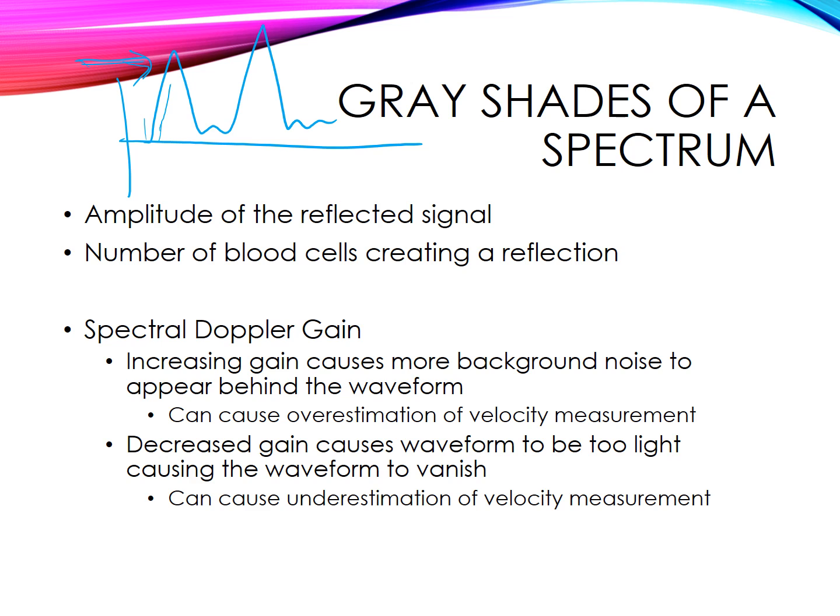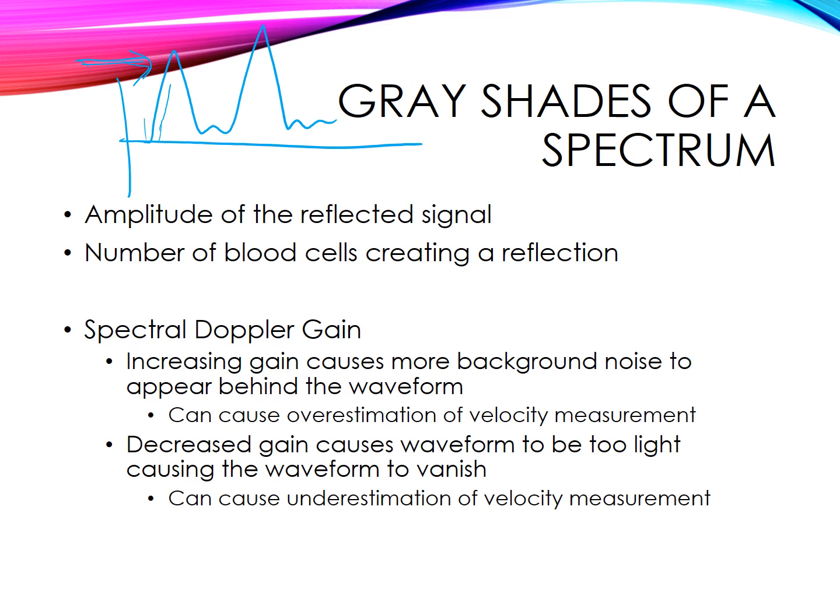So we consider the spectral Doppler gain to be an important part of setting the machine appropriately. If we increase that gain, we're going to cause more background noise to appear behind the waveform. We're going to get that snow behind our true waveform, and this can actually overestimate the velocity measurement. The opposite is that we can decrease our gain way too much, which will cause the waveform to be too light, which will cause it to either vanish or really underestimate the velocity measurements.